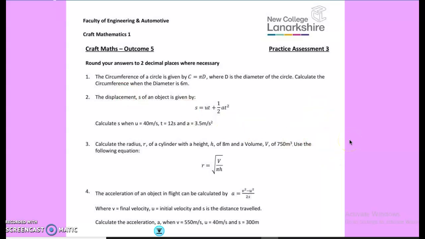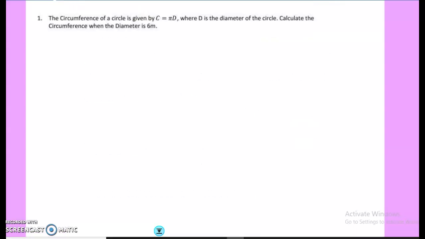Okay, I'm going to go over outcome 5. This is your final assessment. Same as before, your actual assessment will be quite similar to this one. First question then. Oh, hold on, I've spaced this out. First question, circumference of a circle is given by c equals pi d.